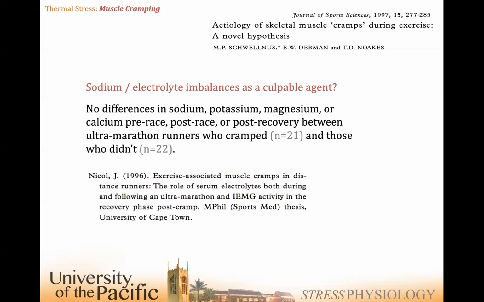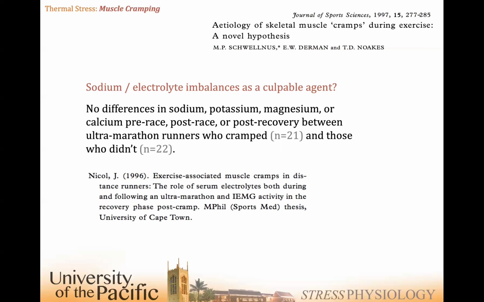Let's look at ultra marathon runners. Let's go even farther in the distance. Let's cover some more mileage and look at sodium, potassium, magnesium, calcium, pre-race, post-race, post-recovery, between crampers and non-crampers. Is there a difference in any of those things? No. The people who are cramping do not have differences in electrolytes. Eat all the bananas you want, and nothing's changing here, right?